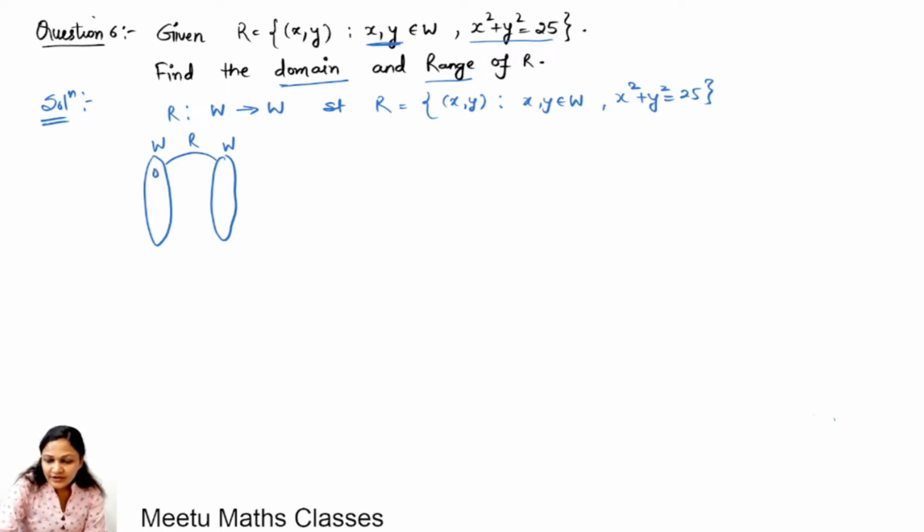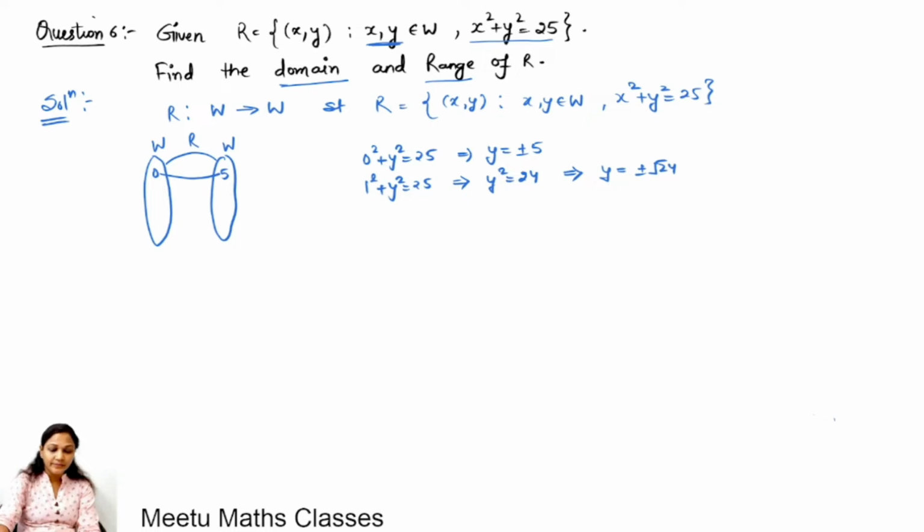So if we satisfy 0 square plus y square is equal to 25, so y square is equal to 25, y is equal to plus minus 5. But minus 5 is not in the set of whole numbers. So 0 is related to 5. Then next is 1. 1 square plus y square is equal to 25. So y square is equal to 24. So y is equal to plus minus root 24, which is not a whole number. So 1 is not related to any other whole number.